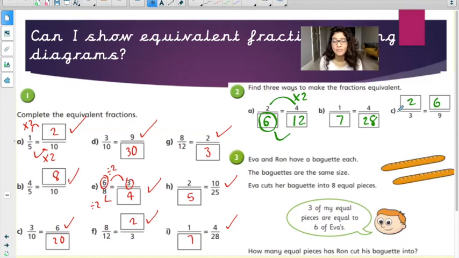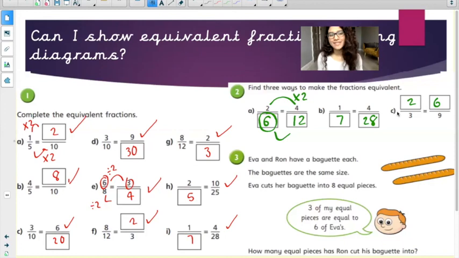Question number 3. Eva and Ron have a baguette each. The baguettes are the same size. Eva cuts her baguette into 8 equal pieces. And Ron says, 3 of my equal pieces are equal to 6 of Eva's. How many equal pieces has Ron cut his baguette into? I would like for you to post your answer on Tapestry and I will have a look.